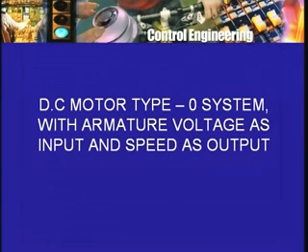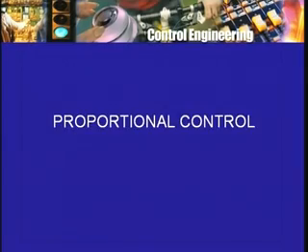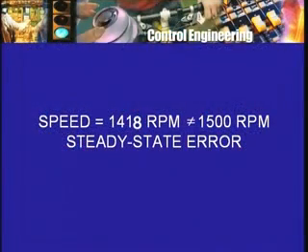Remember, the type of the system was 0, in the sense that constant armature voltage would produce constant motor speed. So if the motor speed is the output and armature voltage is the input, then the DC motor behaves like a type 0 system. So we have a type 0 system with proportional control, and if you look at most of the textbooks, you can look at the formula for the steady state error, and it will turn out that there will be a steady state error. And this is what we actually found out, that instead of 1500 RPM, the speed will be 1418 RPM.